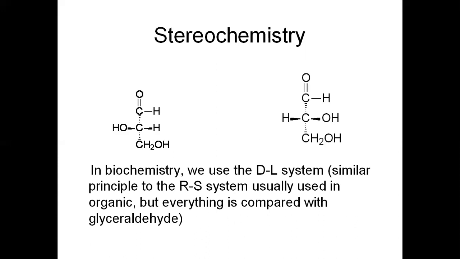The beauty of using the DL system is that when the OH group that is on the central carbon is on the left-hand side, we refer to it as an L sugar. L is short for levorotatory. When the group is on the right, it is referred to as a D or dextrorotatory group. And I and many other biochemists will refer to these as right and left-handed sugars.